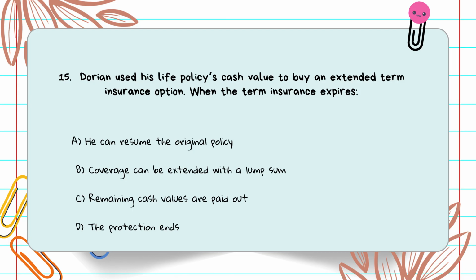Question number 15. Dorian used his life policy's cash value to buy an extended term insurance option. When the term insurance expires, A, he can resume the original policy. B, coverage can be extended with a lump sum. C, remaining cash values are paid out. D, the protection ends. When you use your policy's cash value to buy extended term insurance, it keeps coverage going for a while. But once that time runs out, the coverage ends. The answer is D, the protection ends.